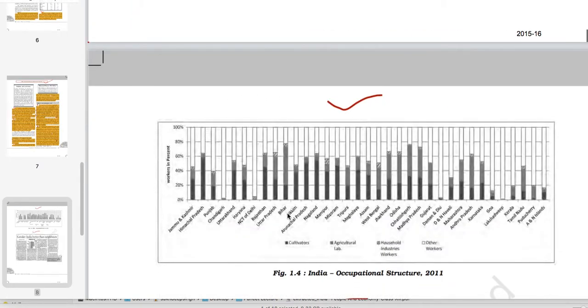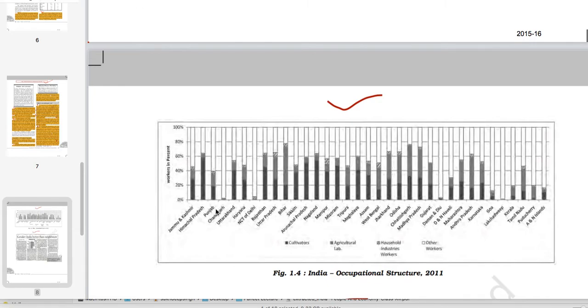See this graph. Here they give us data of different states, their occupational structure. Dark color shows the cultivators, then gray color shows the agricultural laborers, then household workers, then others. Go through here, the percentage is shown, like in Daman and Diu, the cultivators, agricultural activities are very less. Workers are engaged in other types of activities, like secondary activities.